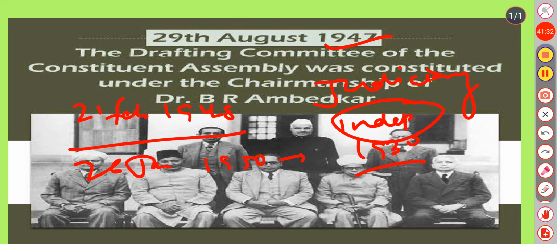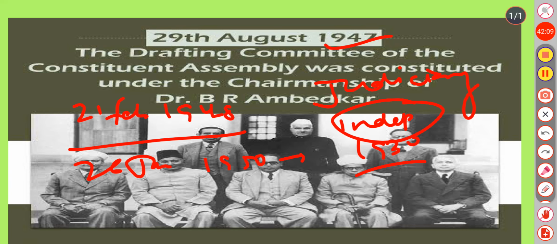Now the Constitution of France: Republic, Liberty, Equality and Fraternity. The Constitution of Australia: the idea of the concurrent list. The Constitution of South Africa: amendment with a two-thirds majority in Parliament. Now the Constitution of the former USSR: fundamental duties. So these are important, and sometimes questions directly or indirectly come from these areas.